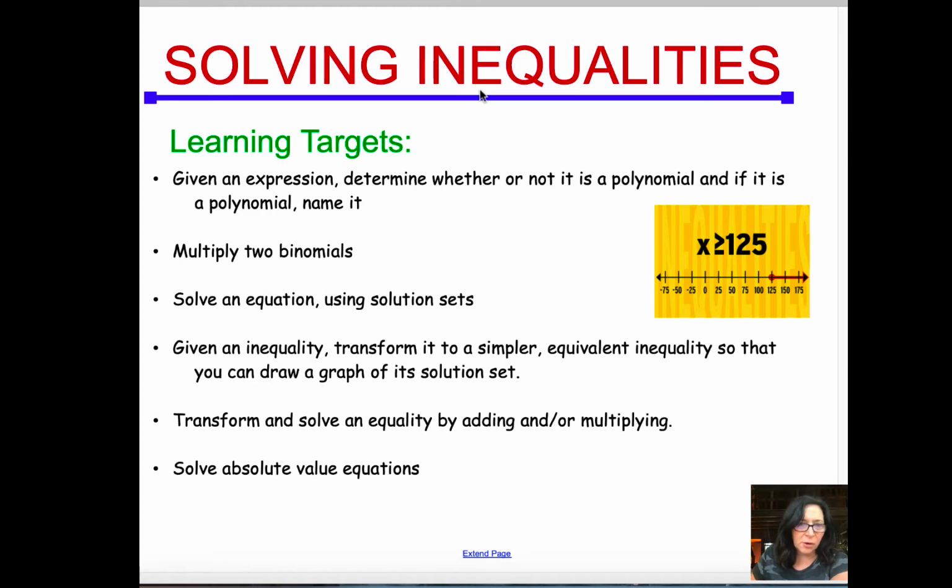Learning targets are basically giving an expression. We're going to be determining whether or not it is a polynomial and naming it. Basically, we're classifying the polynomials, multiplication of binomials, solving an equation, using inequalities, and transforming an equation. So let's get started.